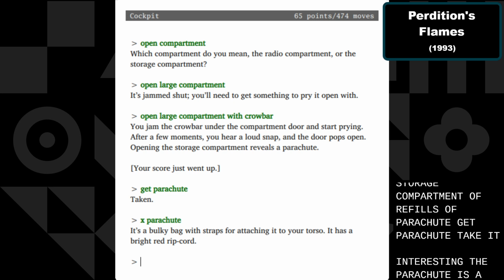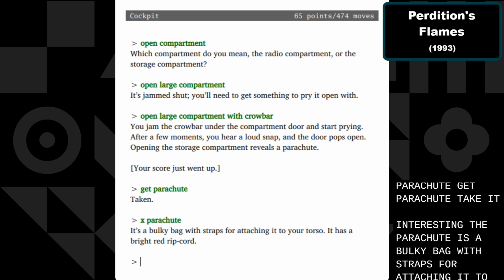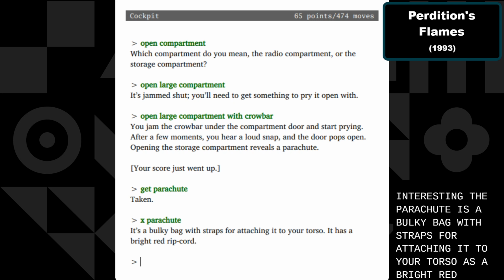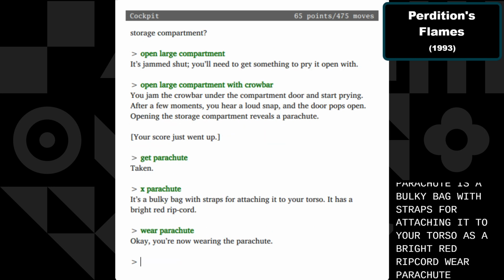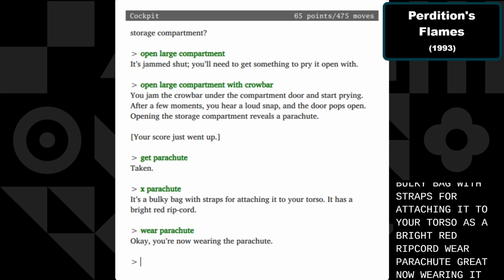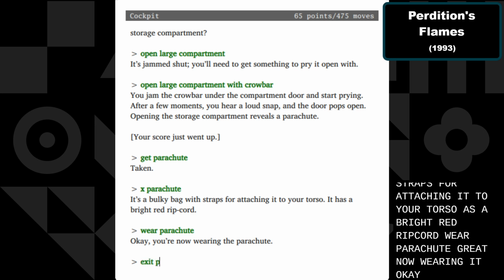The parachute is a bulky bag with straps for attaching it to your torso. It has a bright red ripcord. Wear parachute. Great. Now wearing it. Okay. Exit plane.